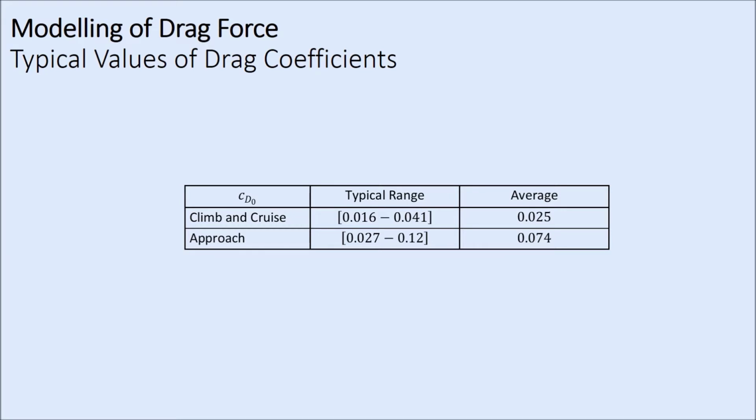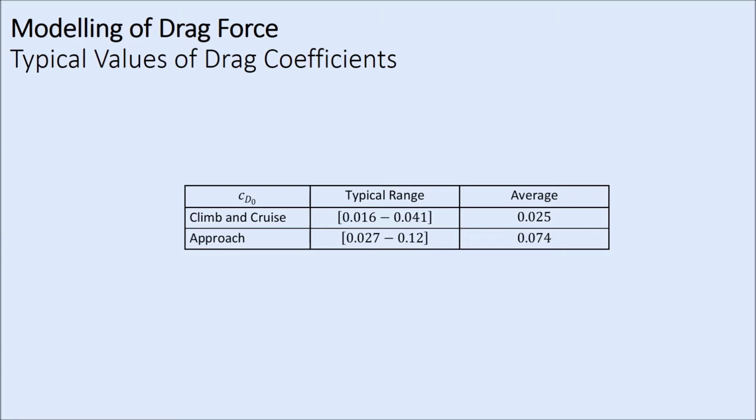You can see in this table we've separated out these two different types of flight regime. Climb and cruise is different to approach because typically the pilot will deploy the flaps for the approach condition to increase lift and to also increase drag, which therefore slows down the approach speed. So that's why we have these two different versions of this coefficient CD0 in this table.